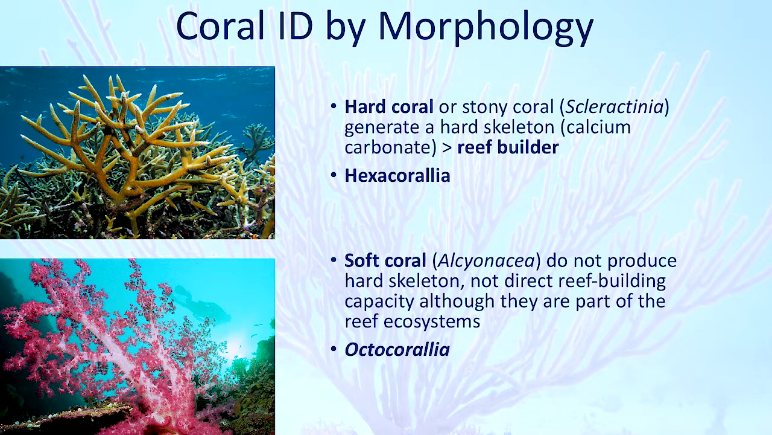So if you wanted to know if a species of coral was a hard coral, you would count the number of tentacles it has, and if it has multiples of 6, it would be a hard coral. Soft corals, on the other hand, are known as Octocoralia, and they only have 8 tentacles. So it's a very good way of telling apart hard and soft corals.